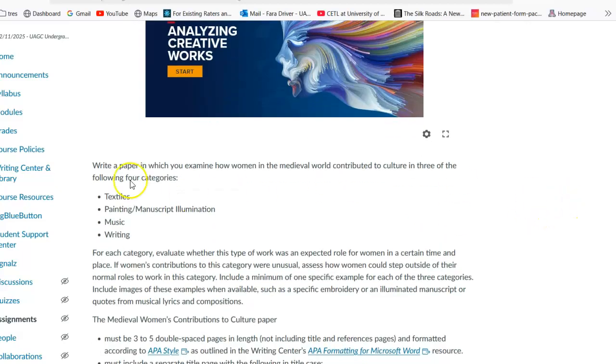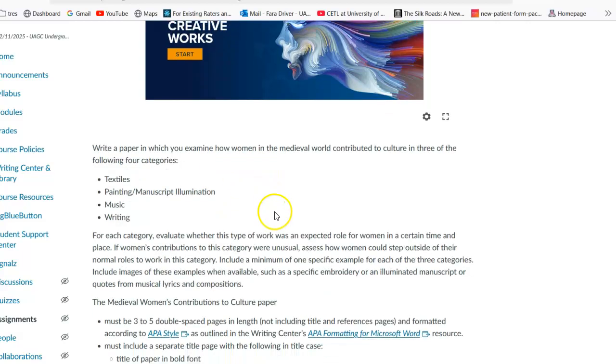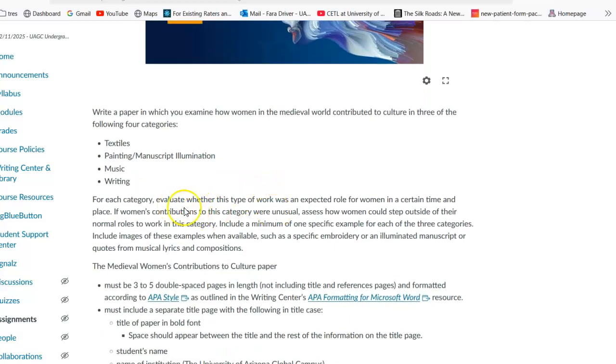Now, your instructions: write a paper in which you examine how women in the medieval world contribute to culture in 3 of the following 4 categories. For each category, evaluate whether this type of work was an expected role for women in a certain time and place. If women's contributions in this category were unusual, assess how women could step outside of their normal roles to work in this category.